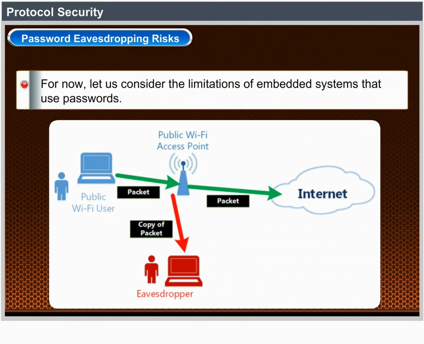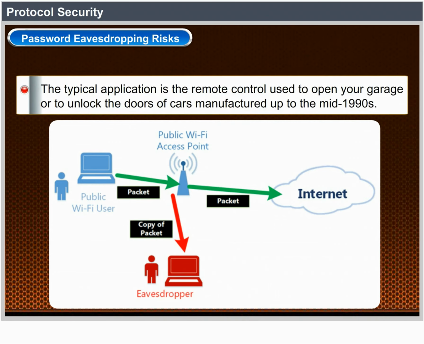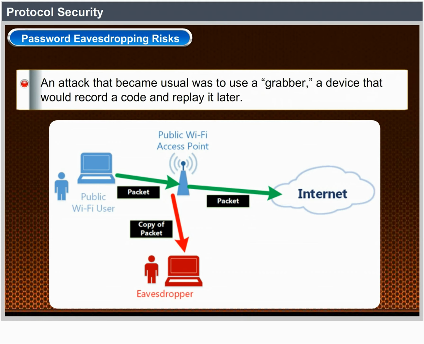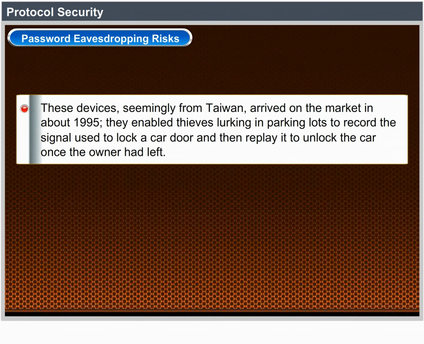The typical application is the remote control used to open your garage or to unlock the doors of cars manufactured up to the mid-1990s. These primitive remote controls just broadcast their 16-bit serial number, which also acts as the password. An attack that became common was to use a grabber, a device that would record a code and replay it later. These devices, seemingly from Taiwan, arrived on the market in about 1995. They enabled thieves lurking in parking lots to record the signal used to lock a car door and then replay it to unlock the car once the owner had left.